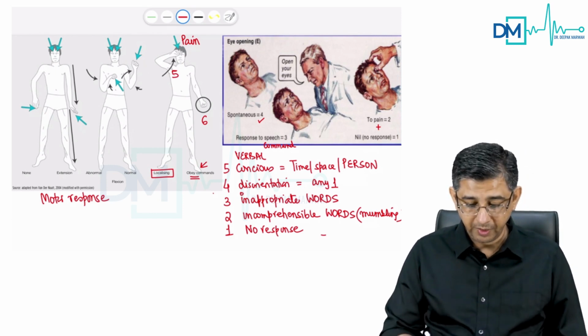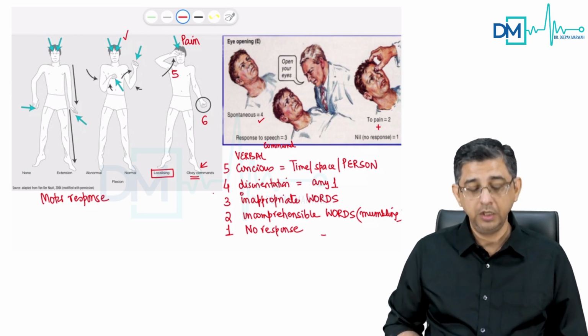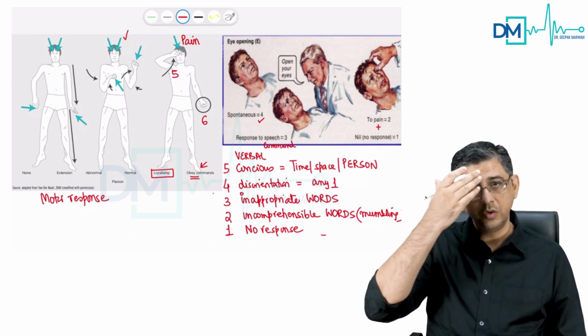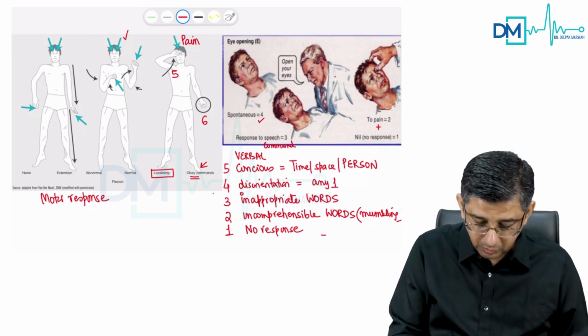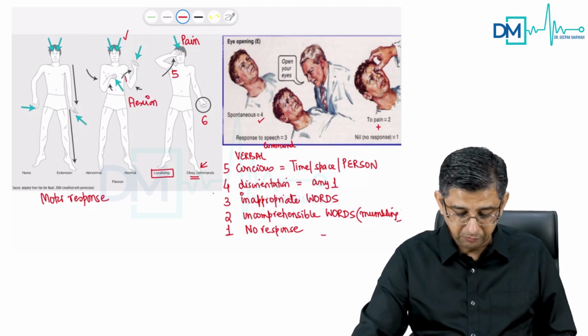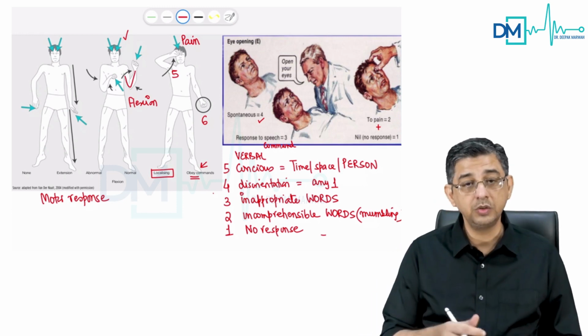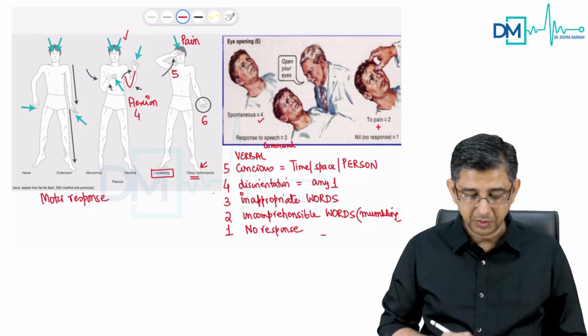But if I'm providing pain stimulus to the patient, you can see if I'm providing pain stimulus, he is able to raise his arm but is not able to push my hand away. That is what is called as normal flexion. That was the point that was given in this MCQ, that the patient is exhibiting the flexion of this arm but he is not able to push my hand away. That would be 4 marks for the patient.